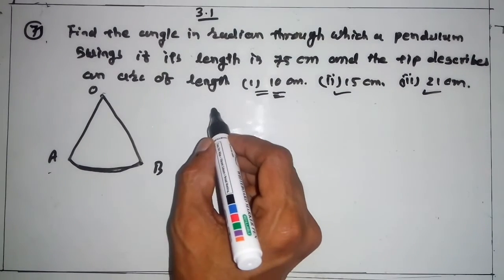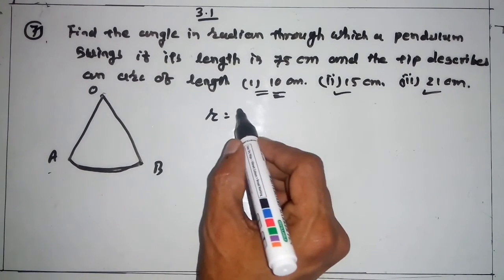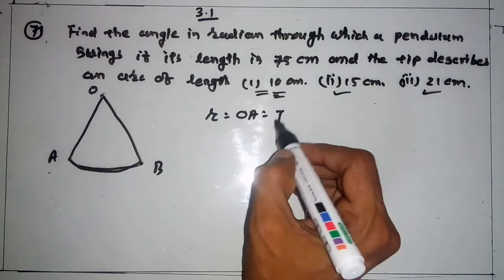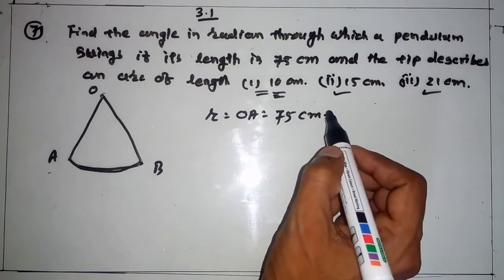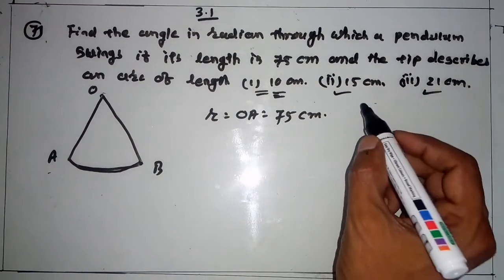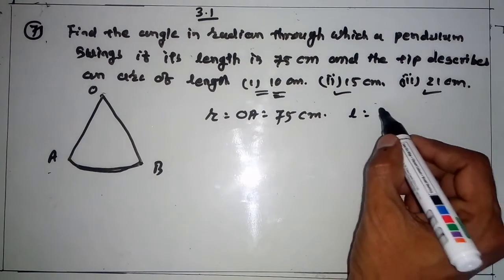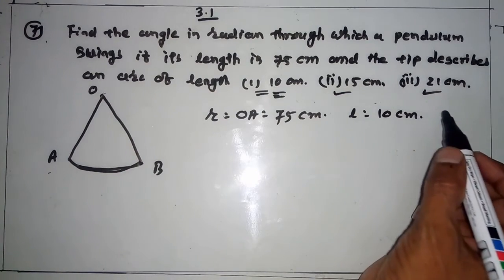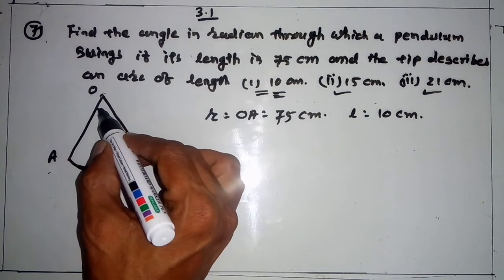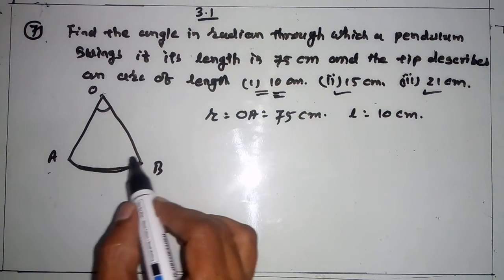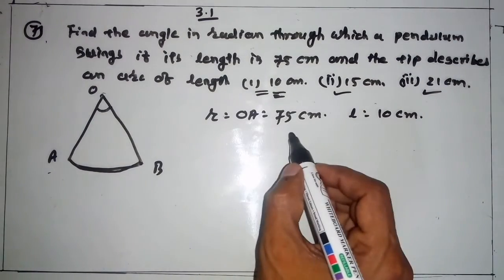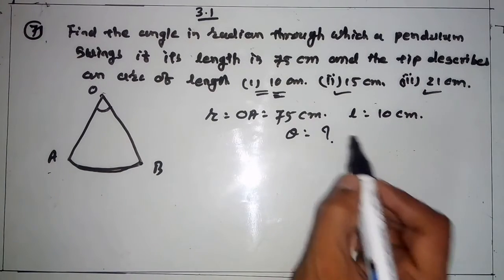So here radius R is equal to the length of the pendulum OA, equal to 75 centimeter. Clear? And the length of arc AB, L, is equal to 10 centimeter. Here we want to get the angle formed by this pendulum at the center. So theta we want to get.